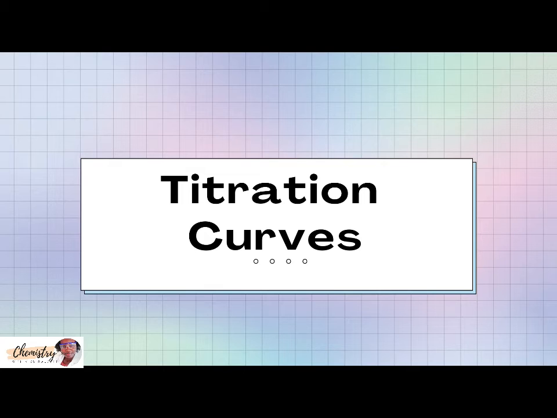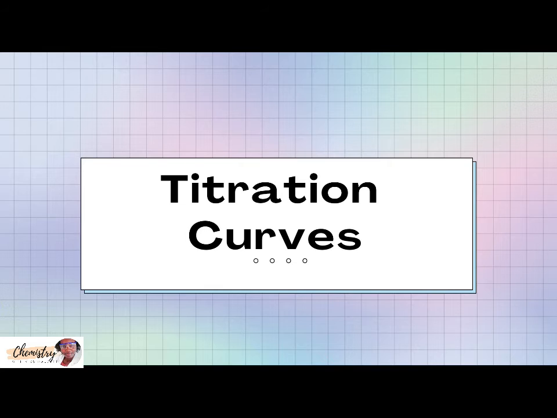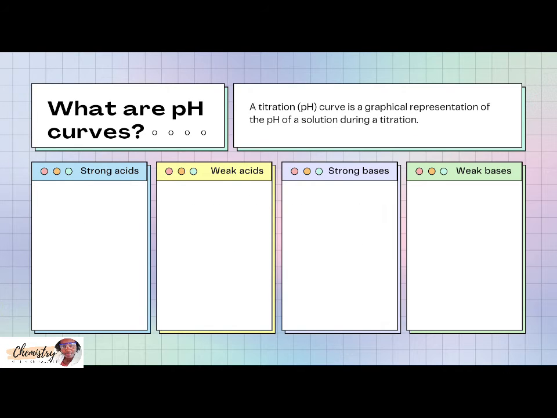Next, let's talk about titration curves. Another name that you might hear, another term that can be used synonymously, is pH curve. Now, a titration curve is a graph that shows how the pH of a solution changes during a titration.